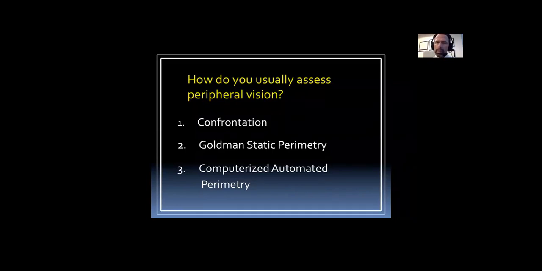It looks like I'm getting a fair number of responses here, and I'm going to end the poll and share the results so that everyone can see. So it looks like certainly the majority of you have access to computerized automated perimetry, although some use Goldmann and some are stuck with confrontation visual fields, and we'll talk about that as we proceed.